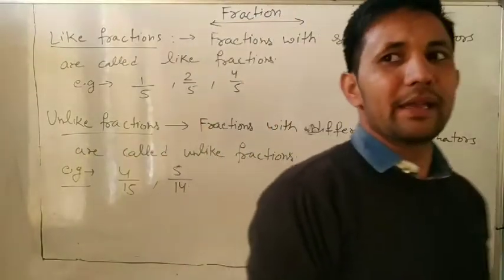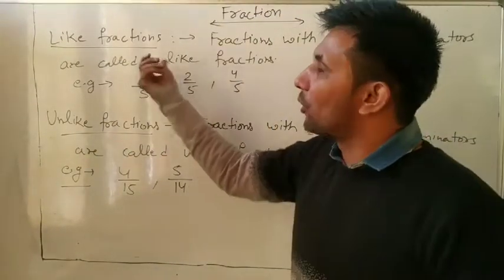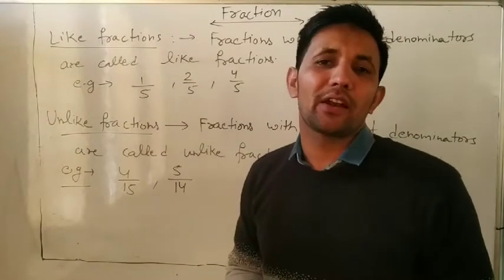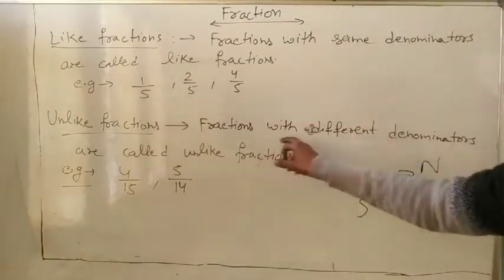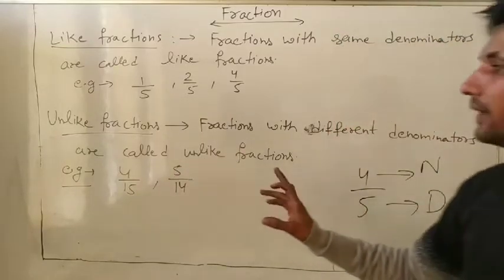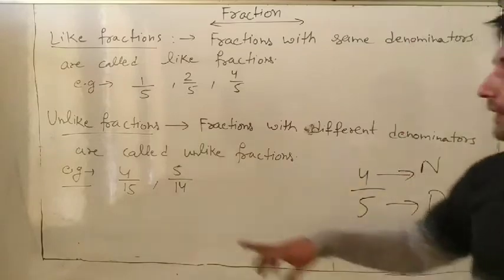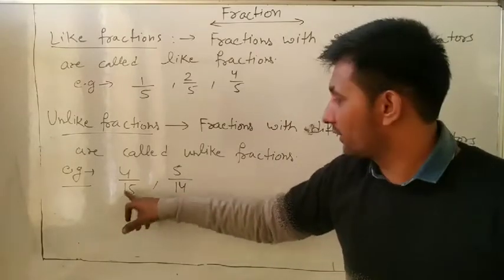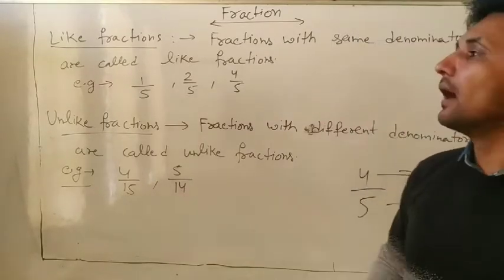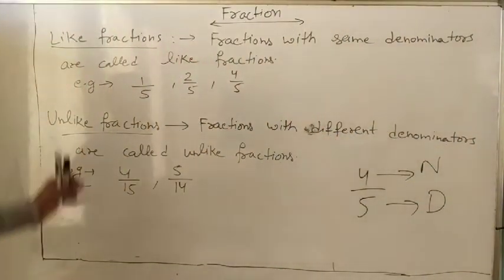Next is unlike fraction. Unlike fraction means the opposite of like. If the denominators are not the same, fractions with different denominators are called unlike fractions. If the denominators are different, for example denominator 15 here and 14 there, that means they are unlike. Understand it? So note down these two, also very important.